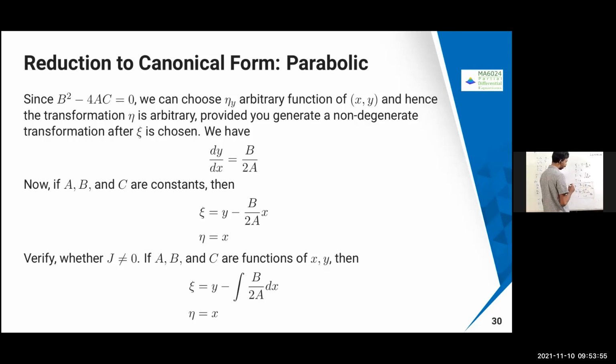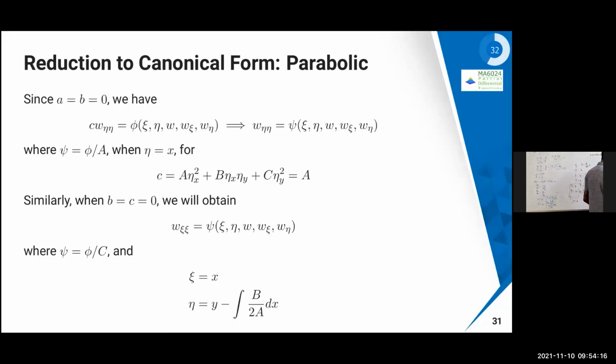So these are the hyperbolic and parabolic cases. In the case of parabolic, one particular thing is that eta can be any function you choose. So chi is y minus the integral of b by 2a dx, and you choose eta equal to x. Then you can get the answer, and using that you can get the transformation. You can do this simplification and check what needs to be done.